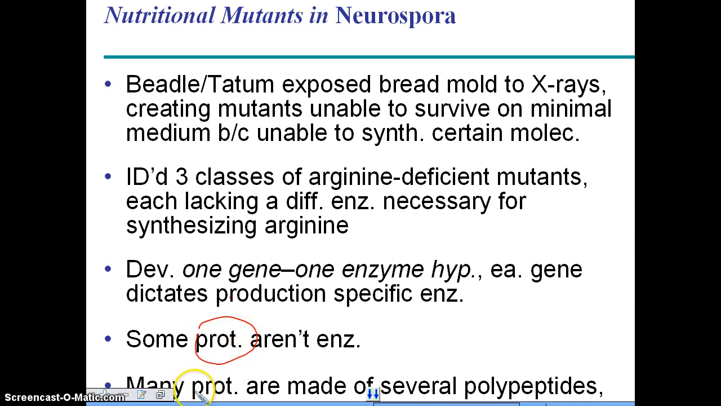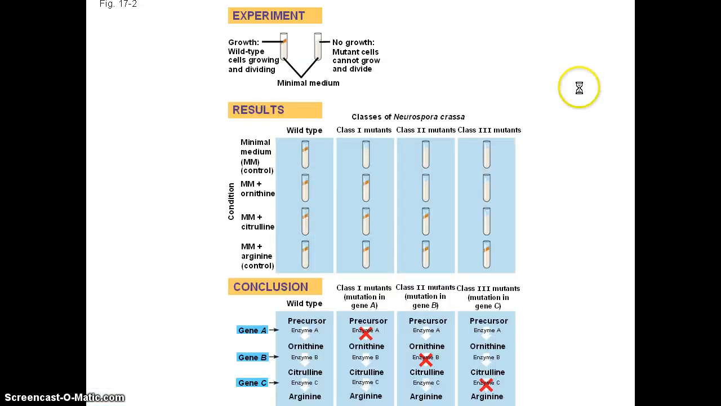Also, some proteins are made of multiple polypeptides, like hemoglobin, which has polypeptide subunits that make it up. So again, one gene, one enzyme. We expand upon that idea, but the basic idea stands that genes produce specific products. Now, this is a nice summary of their results.